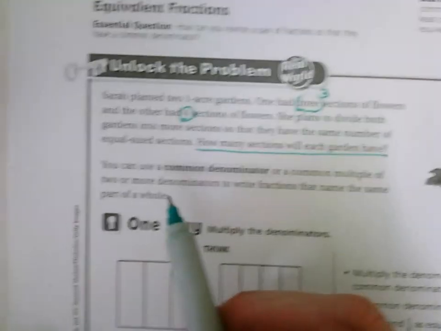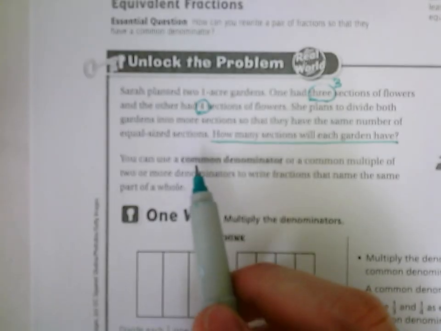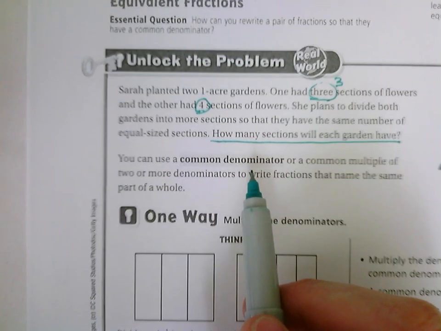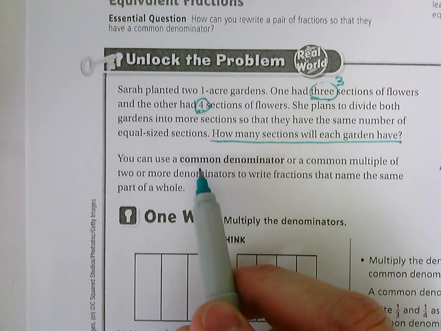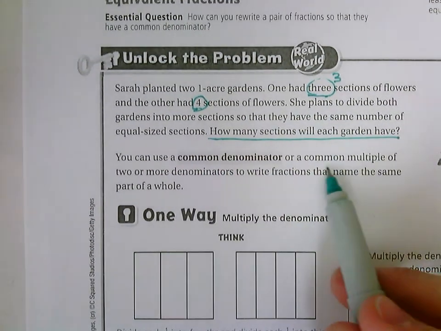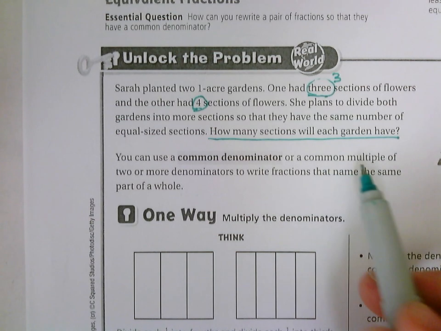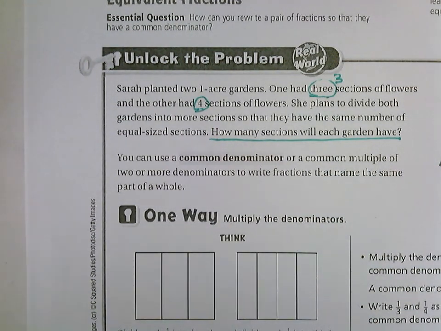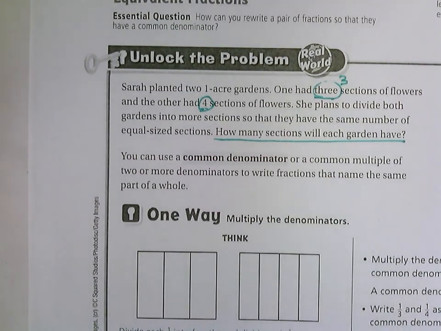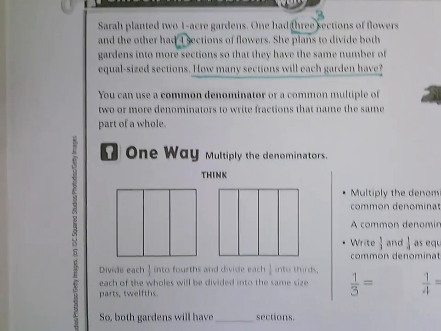Okay, and our little hint says you can use a common denominator. Remember, just like we found common factors and common multiples, some denominators that are alike, or a common multiple, so you can use the word either way, to find 2 or more denominators to write fractions that name the same part of a whole. So let's look at our first way to solve this.